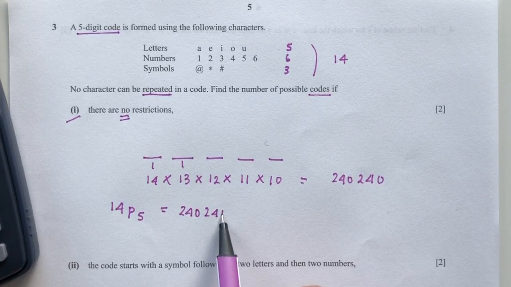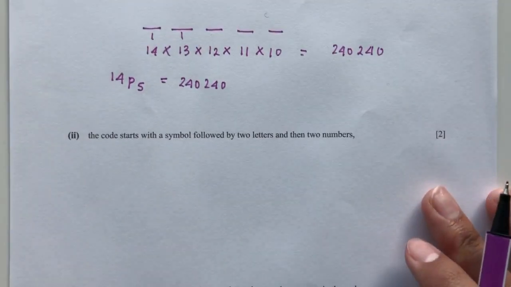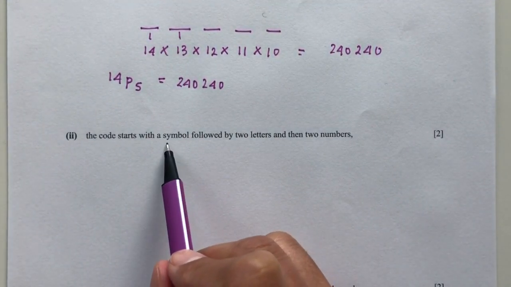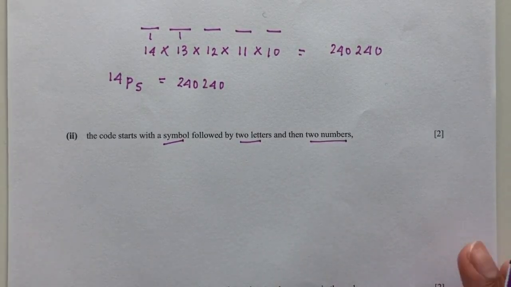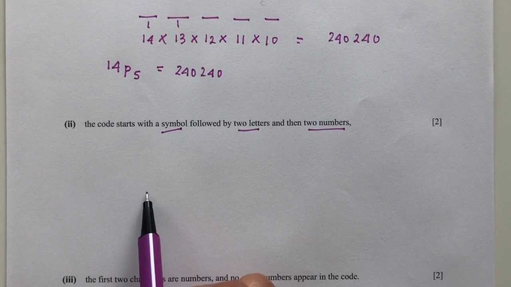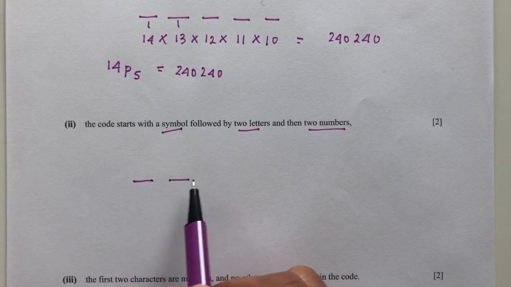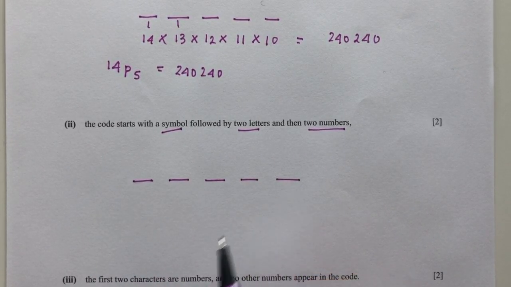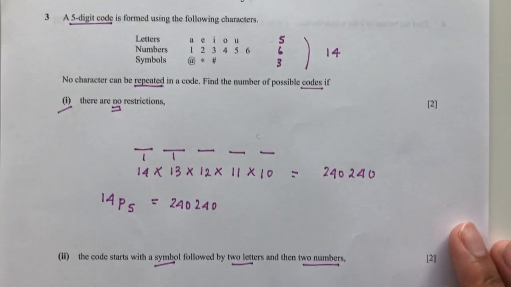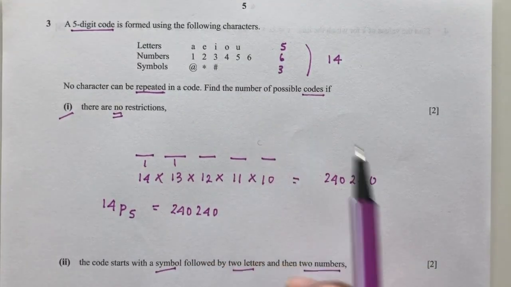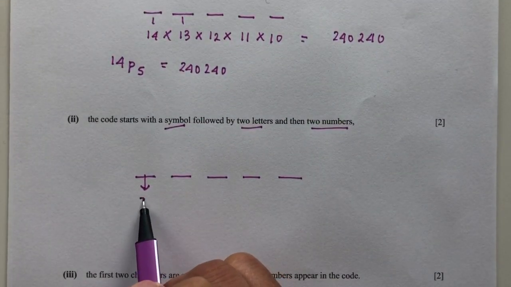Okay, so that will be part 1. Now for part 2, it says the code starts with a symbol followed by 2 letters and then 2 numbers. So we have 5 spaces: 1, 2, 3, 4, 5. The first one has to be a symbol. For it to be a symbol, we only have 3 choices. So you write 3 choices for a symbol.